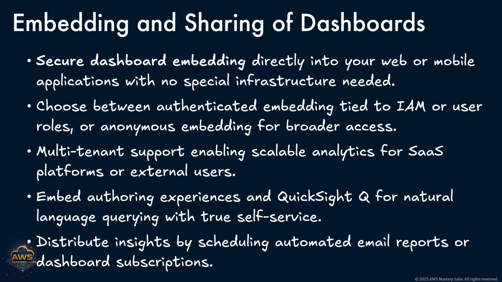separate BI layer. QuickSight offers two flexible models for embedding: authenticated embedding, which ties user access to IAM roles or your own identity provider for secure, personalized experiences, and anonymous embedding, which allows you to deliver broad access to dashboards without requiring users to sign in. This is ideal for public reporting or sharing insights with external stakeholders who don't have AWS accounts.